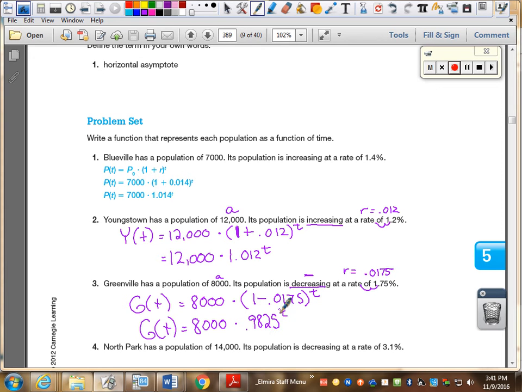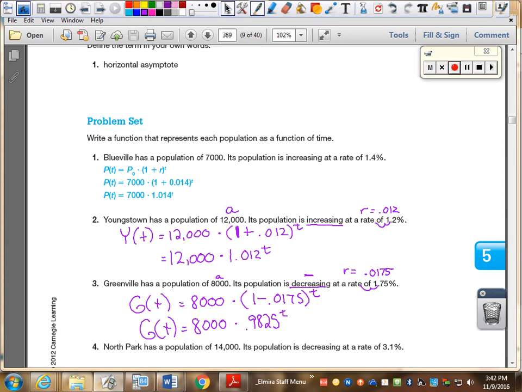0.9825 to the t power. So I want to point out, guys, that this was a population that's increasing and it was 1 plus. This was a population decreasing and it's 1 minus. So what I want you to understand is when you're multiplying by, this is our b value, these are b values. The b value, remember, is your growth or decay factor. When you're taking 1 and adding something to it, anything greater than 1 would be a growth factor, and anything less than 1 would be a decay factor. So if I see an equation and I look at the b, I can tell immediately whether it is a growth or decay function by looking at the b value.